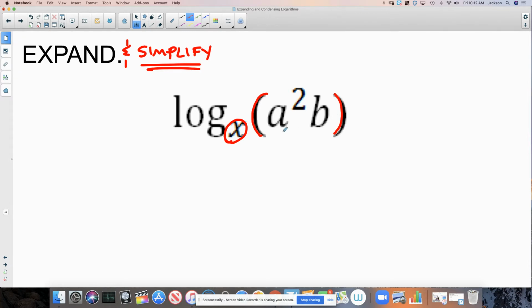So when you look at this problem, okay, first thing you want to look for is radicals. We don't see any radicals, okay? So we don't have to write any rational exponents here. Second thing we want to look for is, with this one singular log that we have, is there an exponent that applies to everything inside this logarithm? And the answer is no.